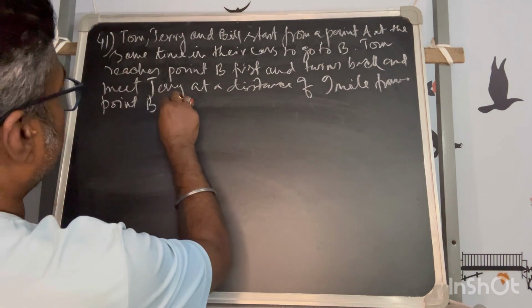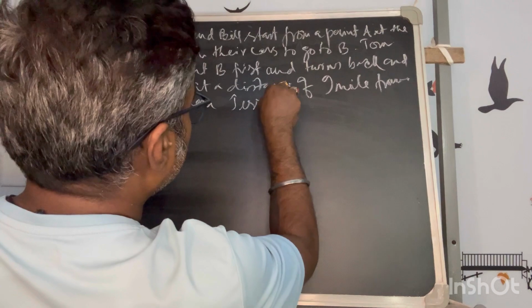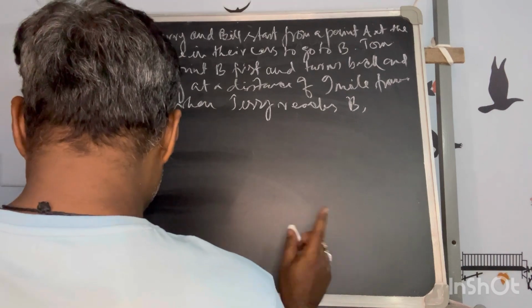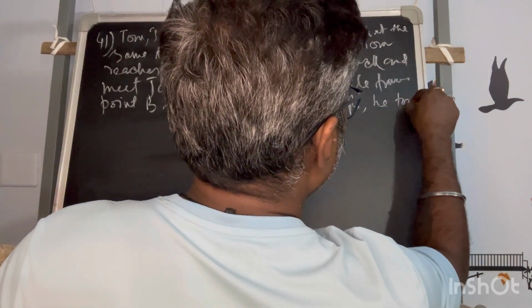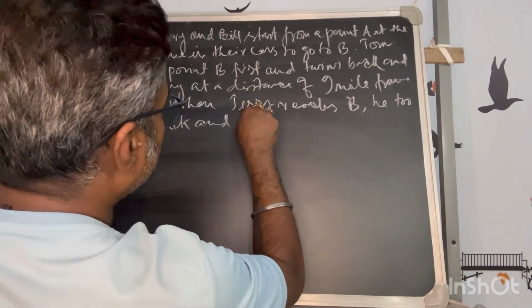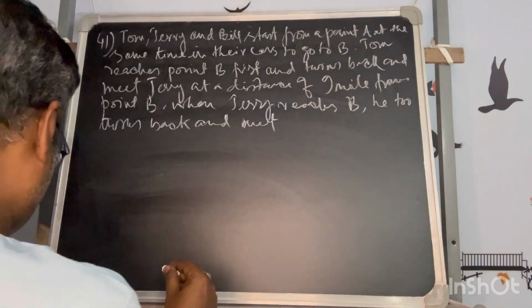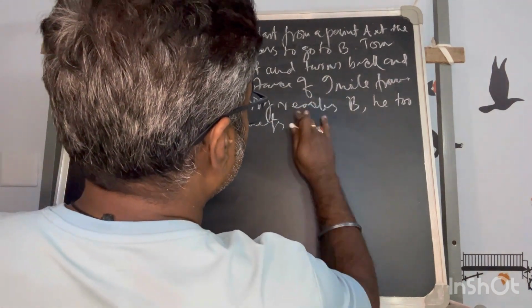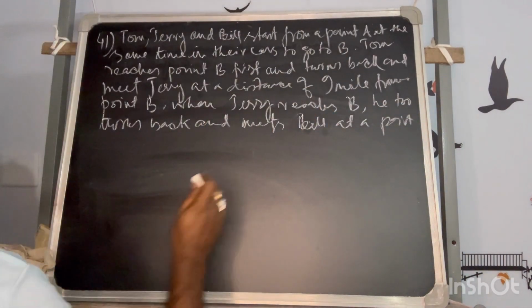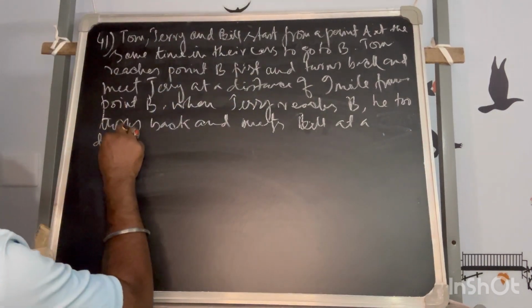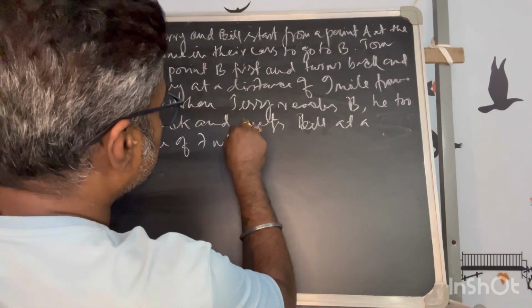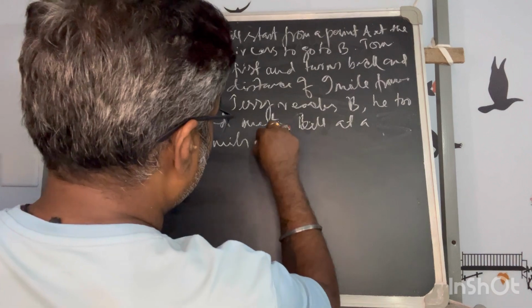When Jerry reaches B, he too turns back and meets Bill at a distance of 7 miles from B.